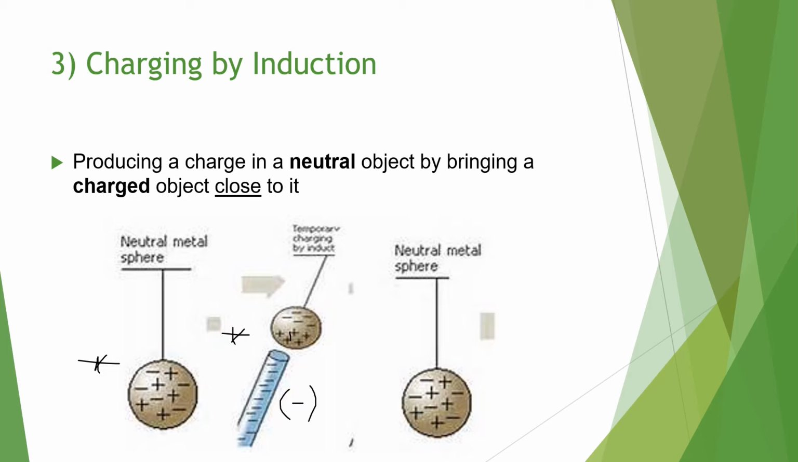So this causes a temporary positive charge on this side of the ball, a temporary negative charge on this side of the ball. So positive over here, negative over here. And this is just something temporary while that negatively charged rod is brought close to the sphere. Okay, you'll see in this third diagram over here, the negatively charged metal rod has been taken away, and all of those electrons have moved back to their regular position. Okay, so it's inducing a temporary charge, changing the shift in electrons on the object until that object is taken away.